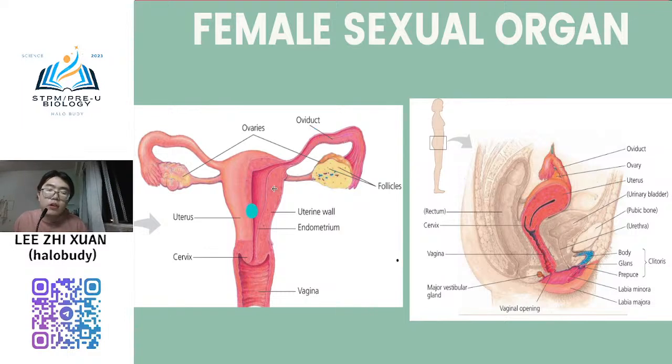You also have the uterine wall and uterus. And then we also have the vagina, which is the place the penis enters during sexual intercourse. This is the overall structure of the sexual organs. I think everyone should be very familiar with it.